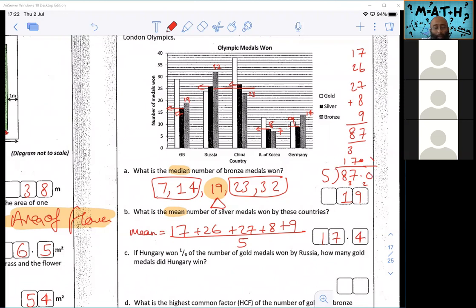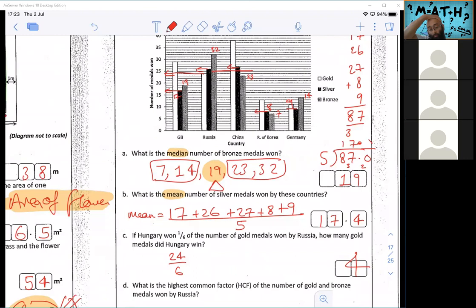Okay, read question C, please, for me, Idris. If Hungary won 1/6 of the number of gold medals won by Russia, how many gold medals does Hungary win? So the gold medals is white. So Russia, what is the size of the white bar for Russia? 24. Okay, so we've got 24 medals for Russia, and Hungary has 1/6 of that, so we have to divide it by 6. So 24 divided by 6 is? 4. Fantastic, lovely. Next question.